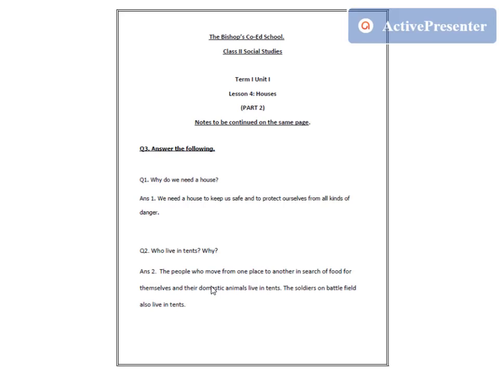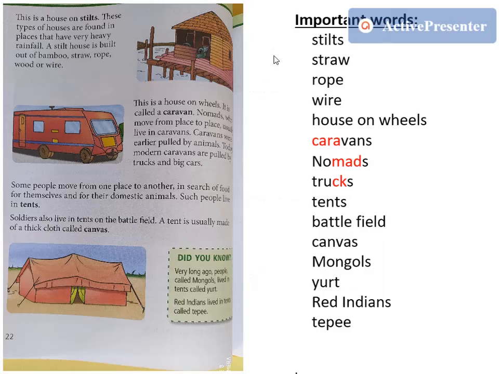Have you copied them in your notebook? Not yet? Do it right away. It's very simple, do it quickly. And let me know in the comments once you finish your work. And don't forget to learn these important words. Try to understand. And when the spelling is big, you have to break that spelling into parts and learn it in a rhythmic manner.